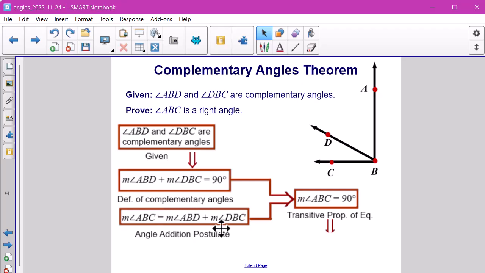We took this middle expression that occurred in both and set the beginning equal to the end. And then, by the definition of a right angle, angle ABC must be a right angle.